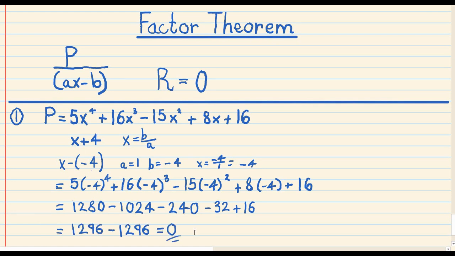This directly demonstrates the factor theorem in action, where you divided the polynomial p by x plus 4, which is the same as substituting this x value into the equation for p, and finally you got 0. And through the factor theorem, this confirms that x plus 4 is indeed a factor of p.